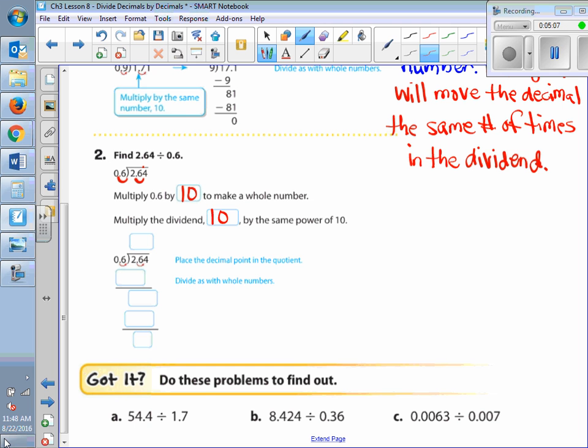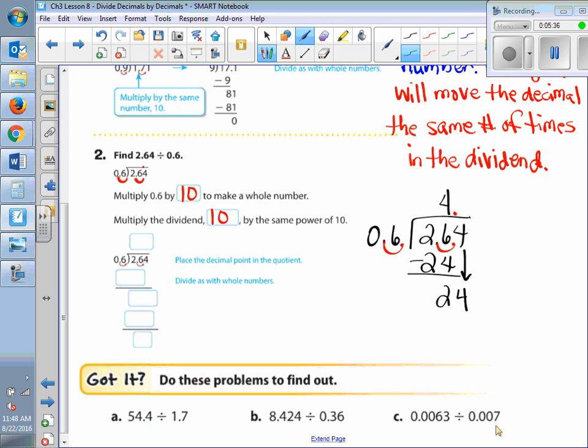I'm going to write it over here so I can make it a little bigger for me. So now we divide like normal, right? Okay. So how many times does 6 go into 26? 4 times. So, yep, 6 times 4 is 24. Multiply. And then we subtract. 2. So that's 2. And then we bring down the 4. How many times does 6 go into 24? 4 times. So 4 times 6 is 24. And there is our remainder.